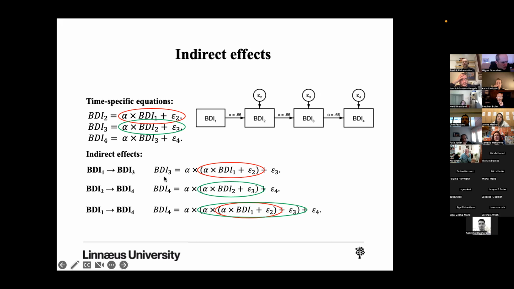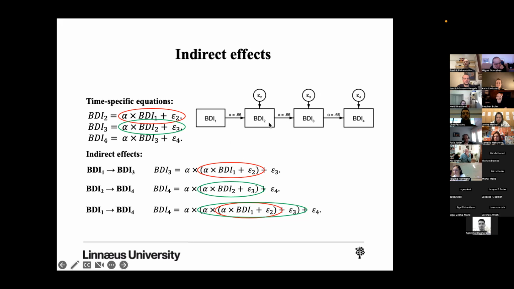And then we see that BDI3 is explained by alpha squared times BDI1 plus epsilon 2 plus epsilon 3. And this means actually that the effect of BDI1 on BDI3 will be alpha times alpha, so it's alpha squared. And we can see this is the same thing as we saw, as I said, in the mediation model. The indirect effect is, as long as the variables are on the same scale, actually the two component effects times each other. So this time, this is 0.66 times 0.66 here.